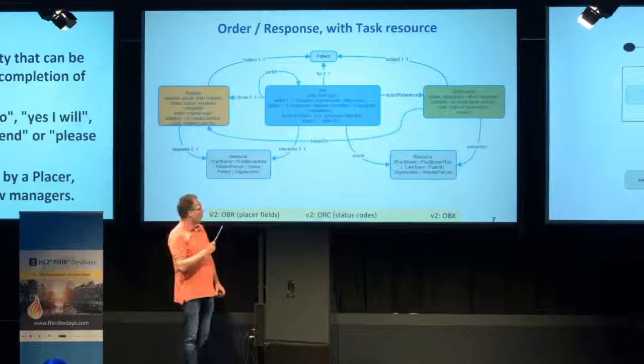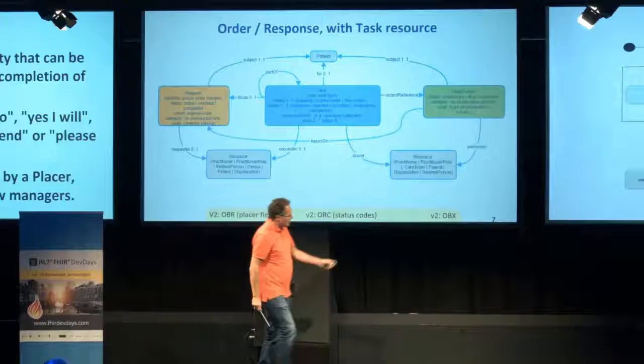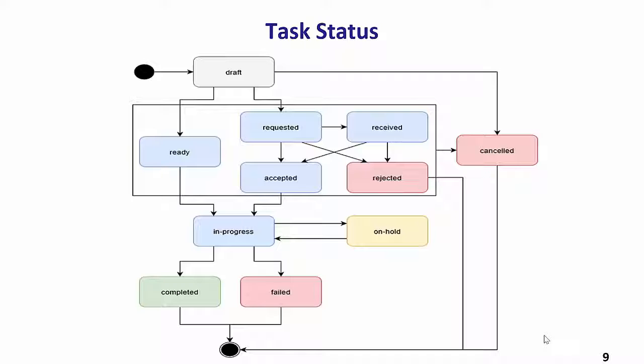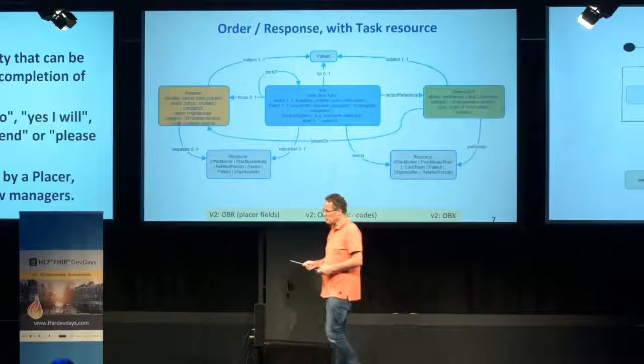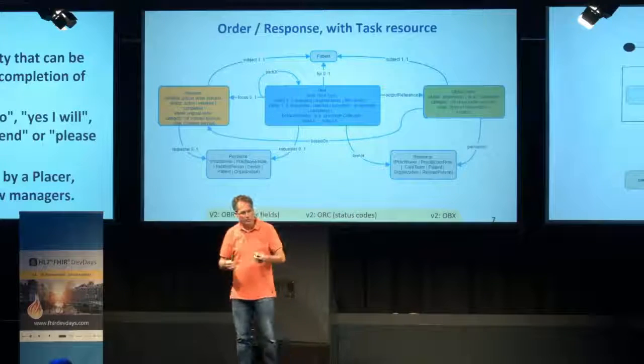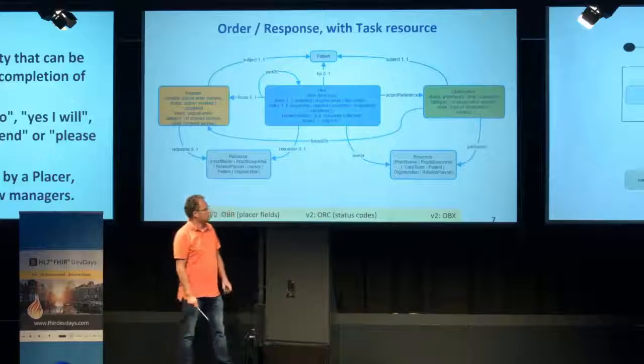Okay? So that's the core of this. And if we start looking at task, then this is the full task status diagram that we have. Okay? So we can go from ready, requested, received, accepted, rejected. We can go to in progress and completed, which is the normal status changes that we would have. But you see that it's a fairly rich expression of what we can do in this workflow type of resource, which is task.